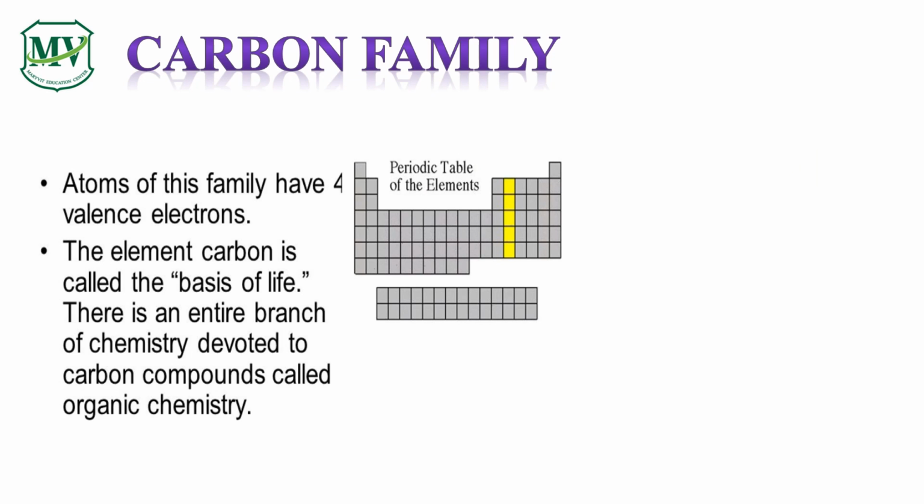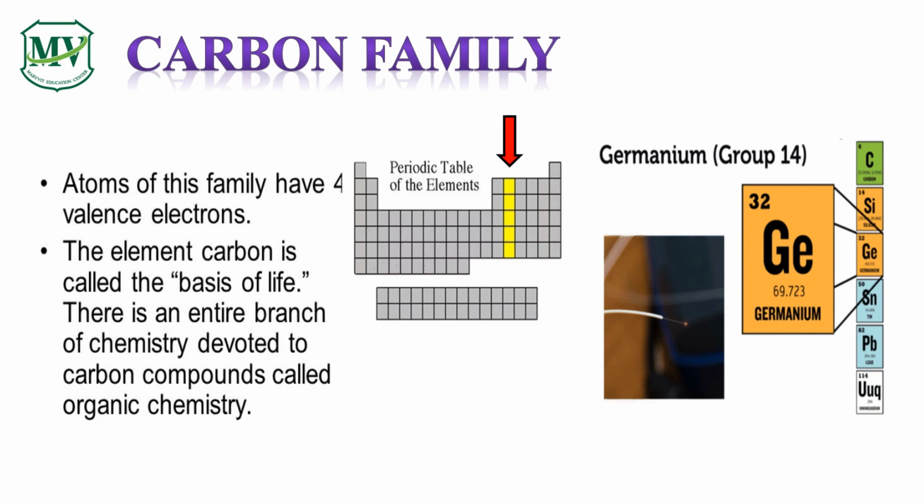It's not just that. We have the carbon family. Now, what are the elements of the carbon family? Fantastic! From germanium down to ununquadium belong to the carbon family. This family has 4 valence electrons, and actually, they're called the bases of life. Do you know why?